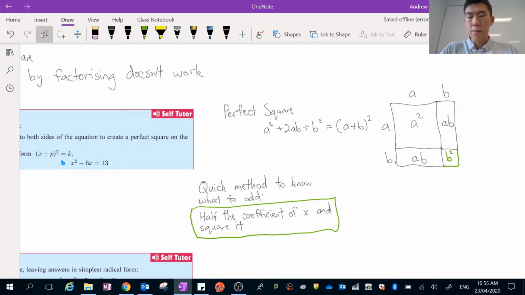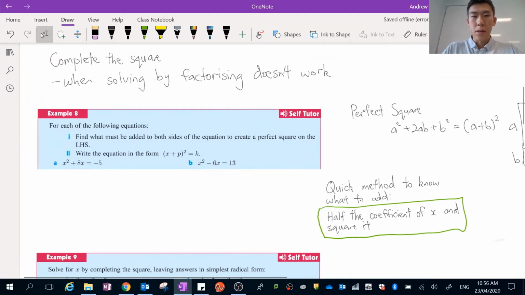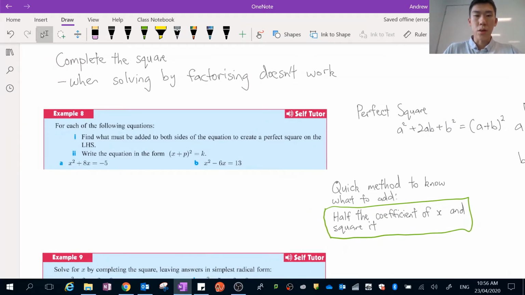I've also drawn a little diagram, and this is what we mean by completing the square. We're trying to find what value we need to add onto the expression to turn it into a perfect square. Once we do that, we can actually solve it. You will also notice that once we solve these equations, the solution is irrational, so you're going to have surd answers. That's why factorizing doesn't work.